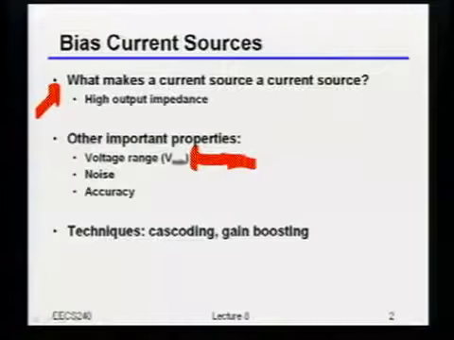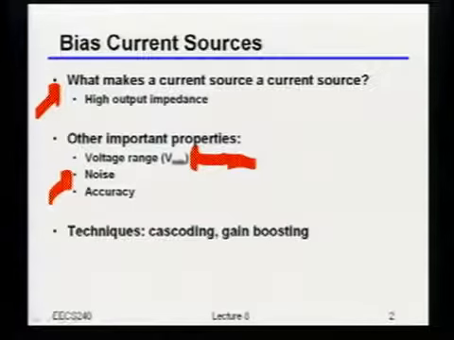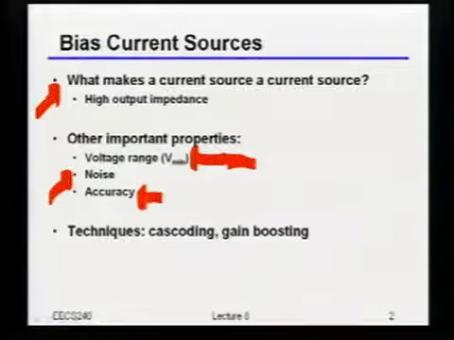Now, obviously on the other side of that is how much noise that current source is going to generate, right? Because if it's generating tons of noise and swamping out my signal, that's bad news. The other thing you're going to care a lot about is, when I say I gave you a 1 milliamp current, is it really 1 milliamp? Or is it 2, 3, half, 0.8? Basically, how accurate are you going to be able to set that?